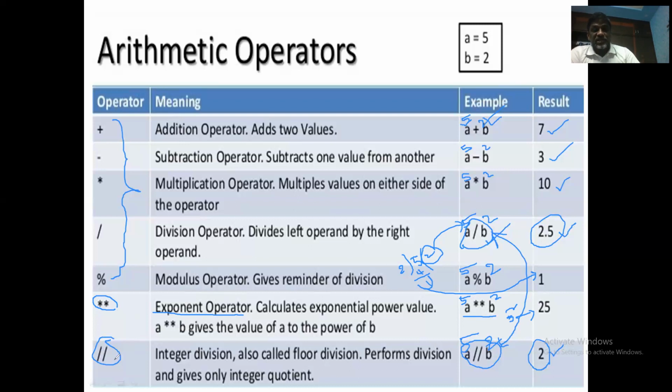And the last one is integer division. So you need to understand the difference between these two symbols, and you should understand when to use these two symbols. If you want a floating point result, then use this symbol. If you want an integer result, then you use this symbol. Okay, so both will perform division operation only, but based on your requirement, either you use this or use this. Okay, so this is about the arithmetic operators.